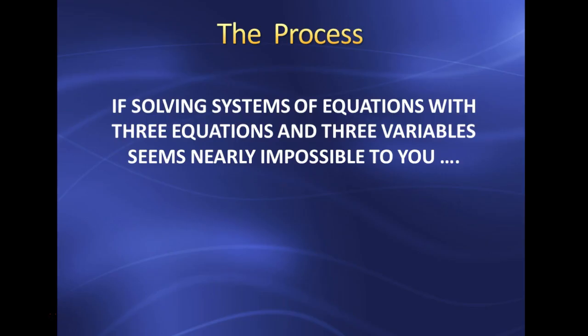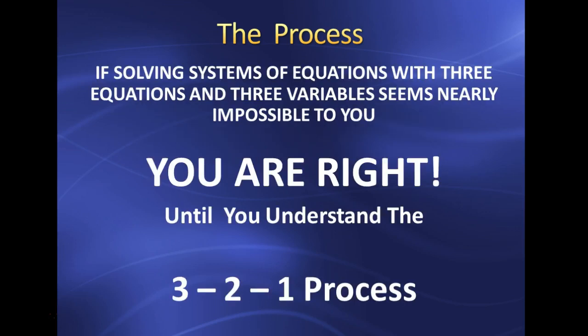Now, first, I want to acknowledge that when faced with a system of equations with 3 variables, it does seem nearly impossible. And you would be right. At current course and speed, just substituting one variable at a time, it really can't be done until you understand this process. It's something I kind of made up, and I call it the 3-2-1 process.